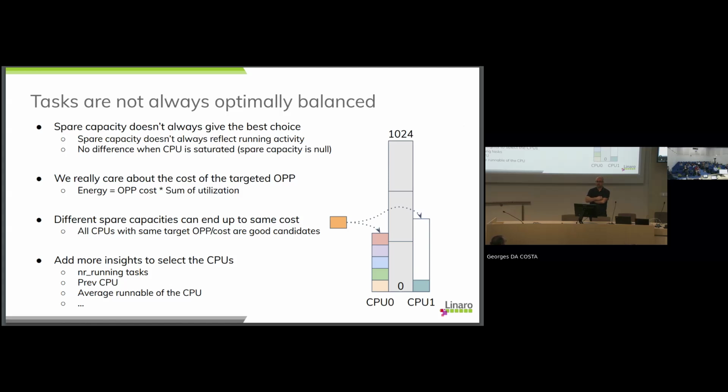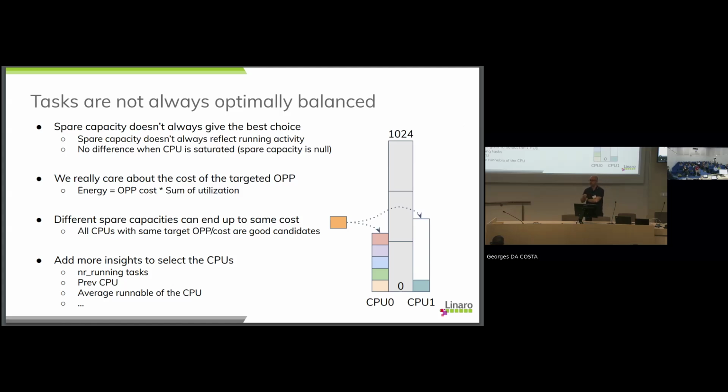To be honest, the complexity is not that much at the end. It's just that the input is no longer spare capacity, but OPP cost. And that's it. That just gives you another level of decision there, like the number of running tasks, the previous CPU, and the average runnable.